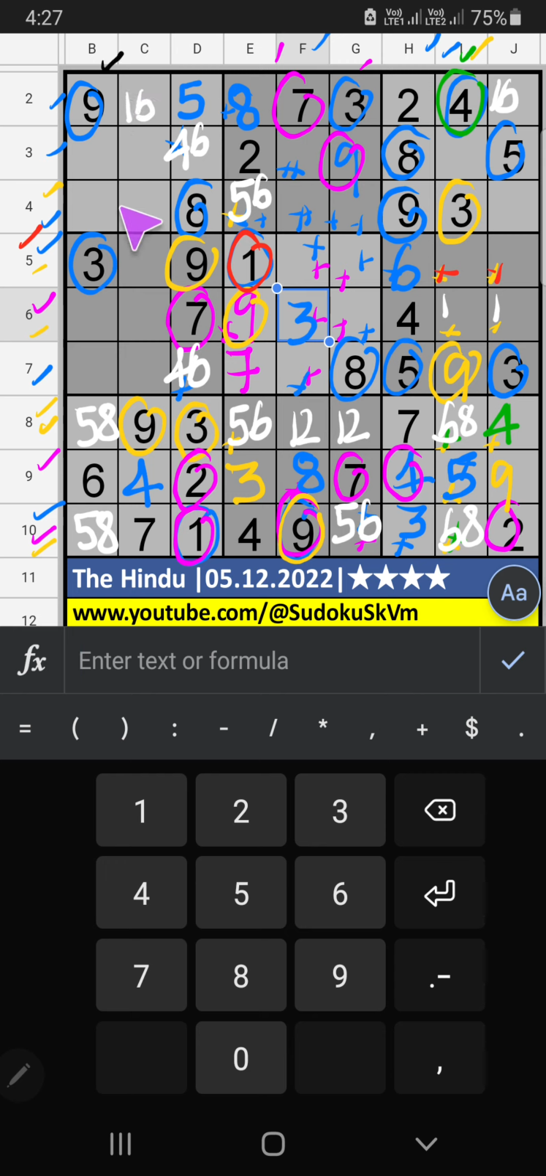Column B, 4 numbers are remaining, 1, 4, 7, 2. 6th row, we have 1, 4, 7. Those 3 numbers can't come in these cells. It will come in another 3 cells. We will confirm later. Then column B, only 1 number is remaining, 2. 2 is confirmed here.